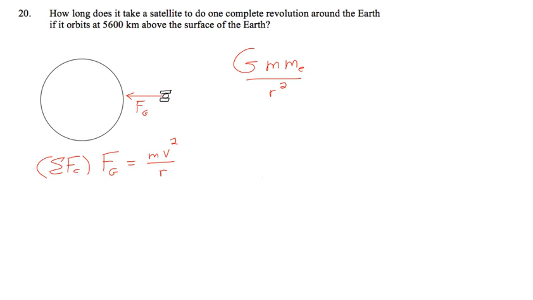And then on the other side, I'm going to leave just m v squared over r, because this m right here is the satellite's mass, and that's the satellite's mass. So since they're on both sides, you can see that I can cancel them out.